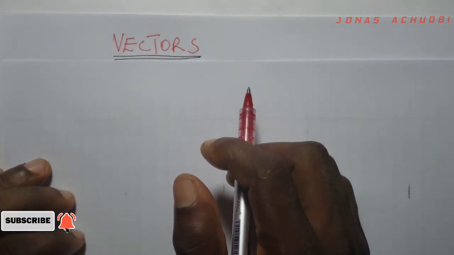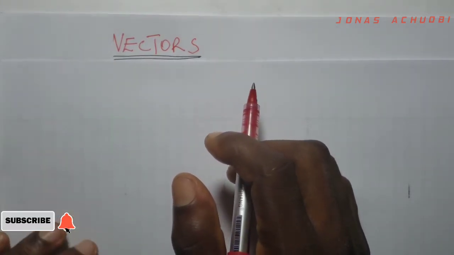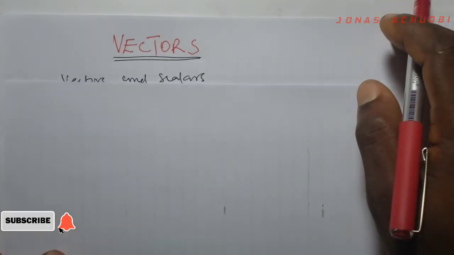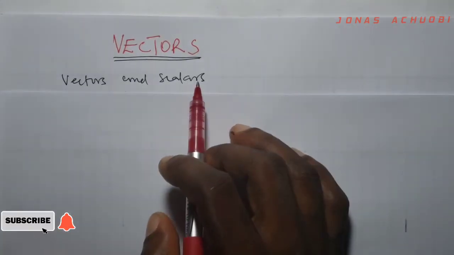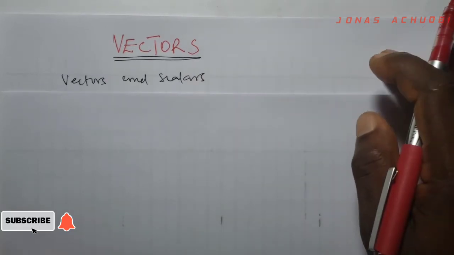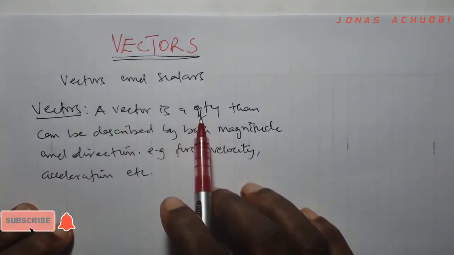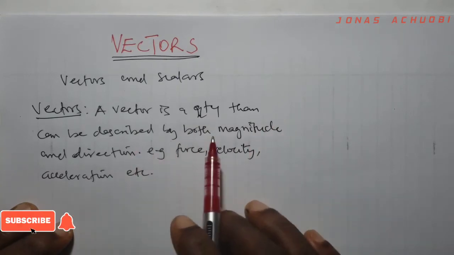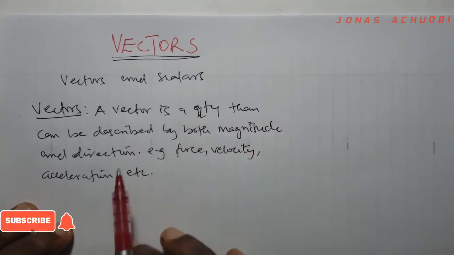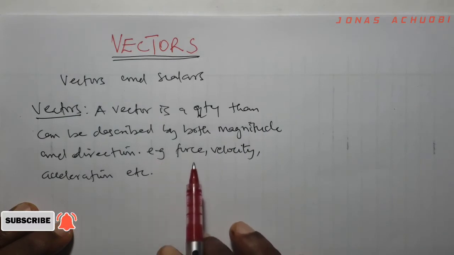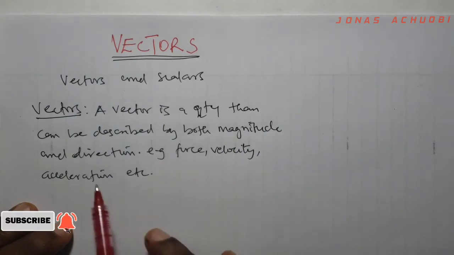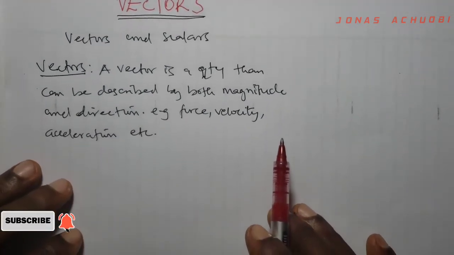So there are basically two types of physical quantities, namely vectors and scalars. So what is a vector? A vector is a quantity that can be described by both magnitude and direction. Example: force, velocity, acceleration, etc.